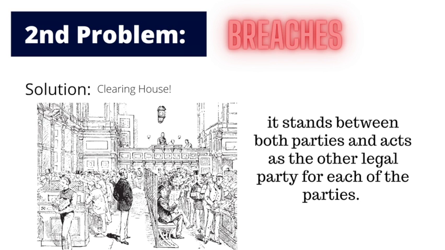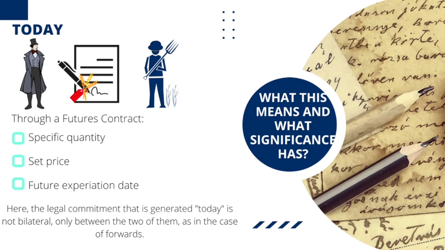Let's move on to the second problem, the breaches. Here the solution would be to introduce a clearinghouse that will stand between both parties and act as the other legal counterparty for each of the parties. Let me explain what this means and what significance it has. If today our seller of wheat agrees with our buyer of wheat through a futures contract the purchase and sale of a specific quantity of wheat at a price and at a future expiration date, the legal commitment that is generated today is not bilateral, only between the two of them, as in the case of forwards.